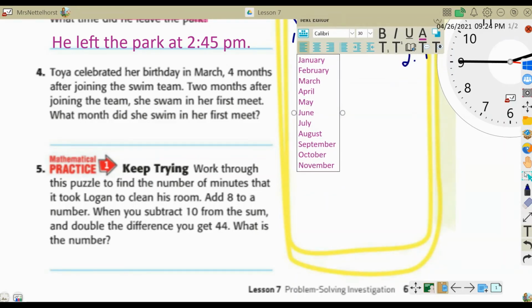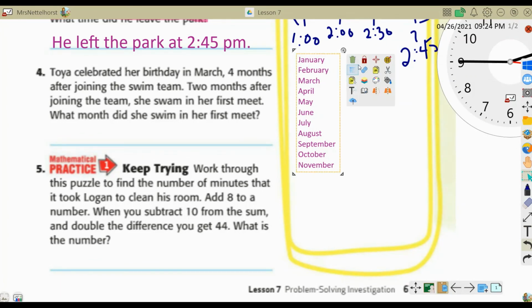Now we'll get into what's what. Okay, so Toya celebrated her birthday in March, 4 months after joining the swim team. So her birthday is in March. So we're going to highlight March. Okay. Now, that's 4 months after joining the swim team. So if we go back 4 months, 1, 2. What month is before January?